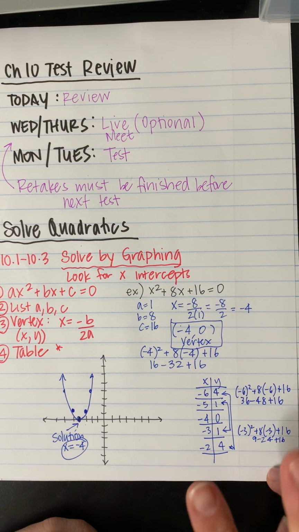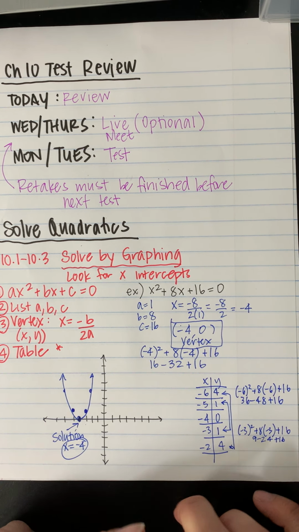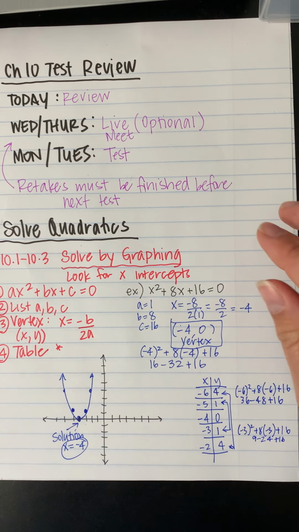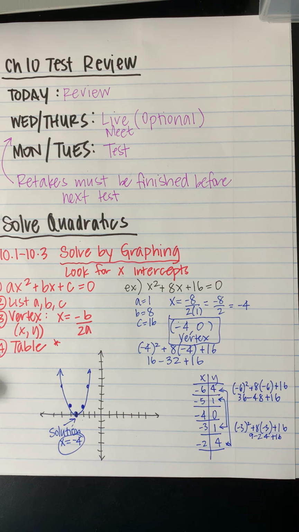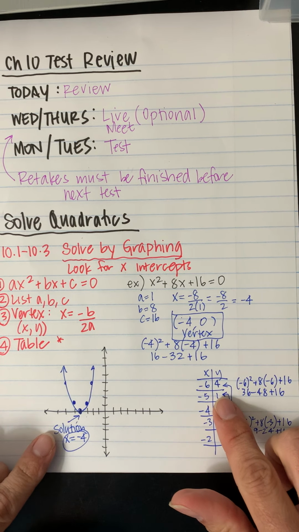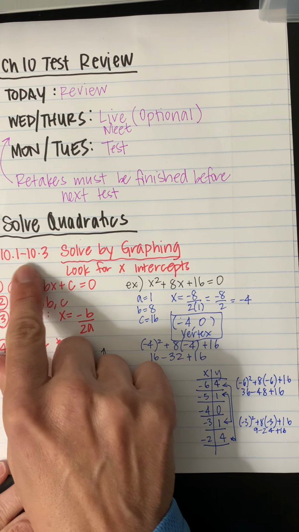So we still have 2 more methods. We learned quadratic formula and also solving by square roots. So I am going to stop the video now and finish up with those in a second. So this is just one of our 3 types. This one covers 10.1 to 10.3.